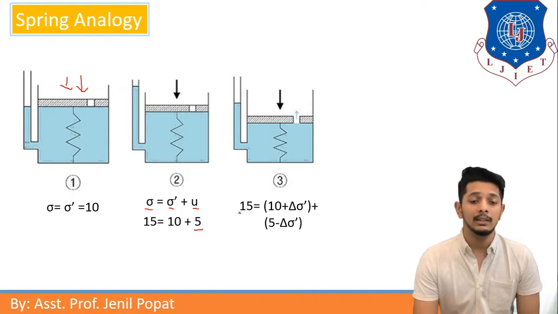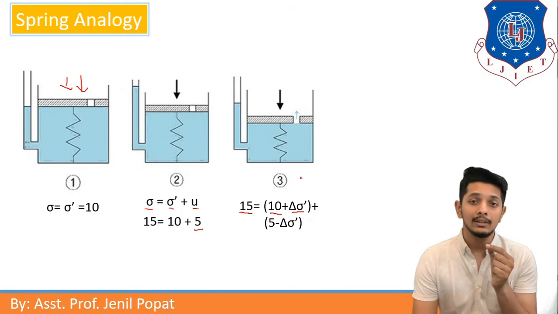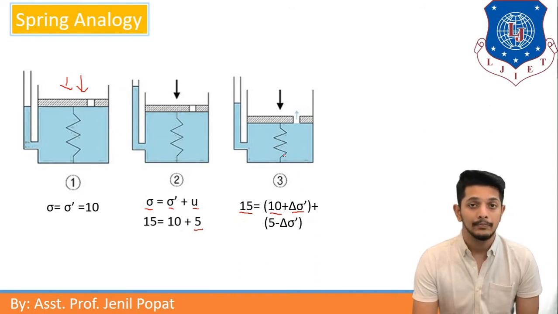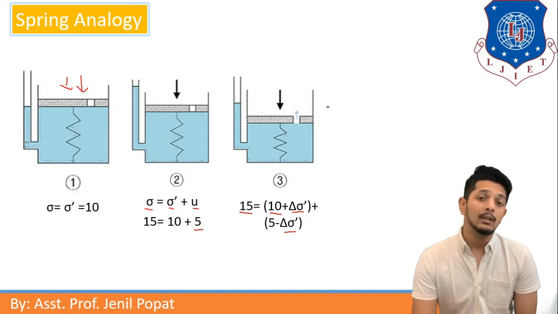So now we can see that a total of 15 units of pressure is there. Before it was 10 units. Now on the spring there is some increment in pressure, that is delta sigma dash. So some delta effective stress is increased in the spring, and the same pressure, delta sigma dash, is decreased from water because the water got out. We can see here in the second stage there was some higher water pressure and in the third stage there is lower pressure of water. Let us move forward.